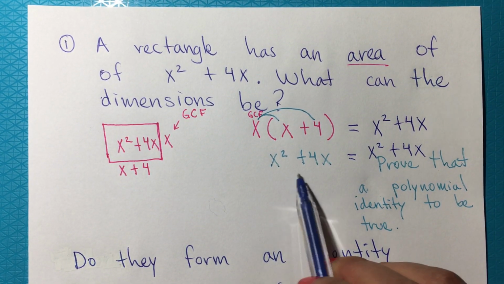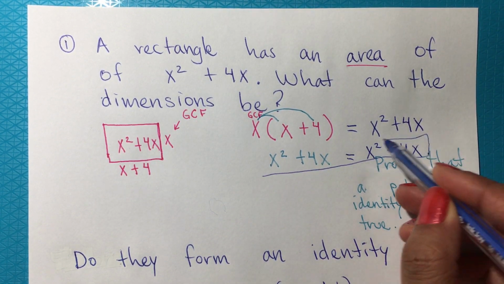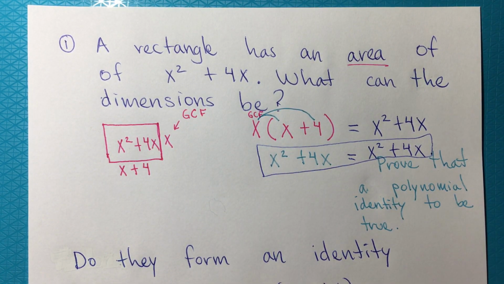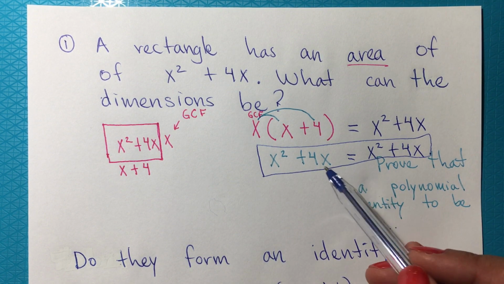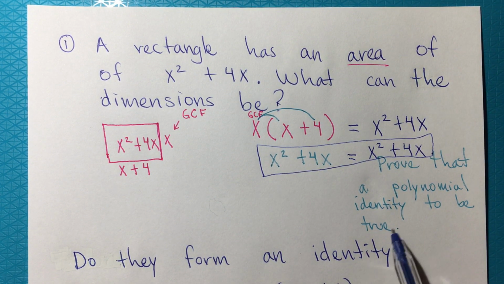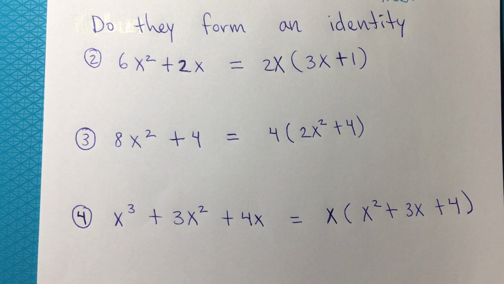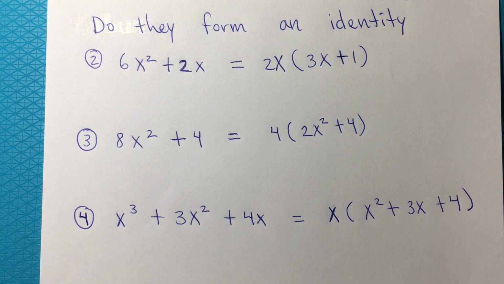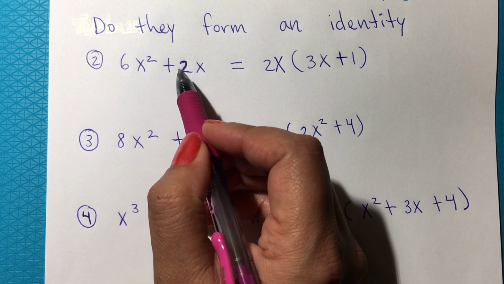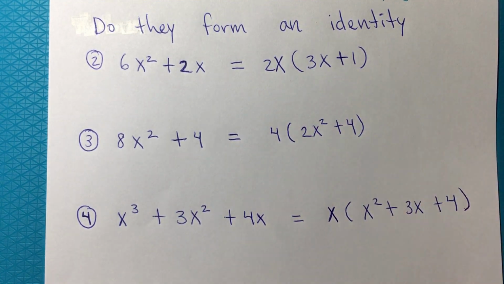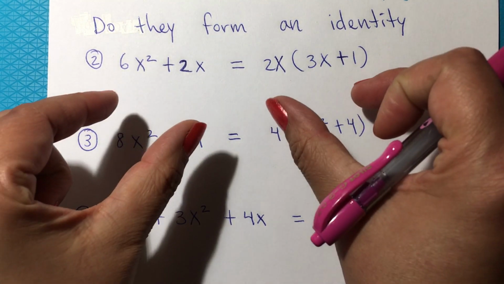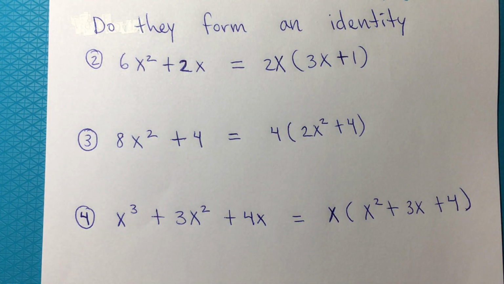That's a polynomial identity. And when is it true? When both parts or both sides of the equal sign are equal, then that means that it's true, a true identity. So now it says, do they form an identity? In here, they're giving us some more identities, and we need to see if they form a true identity. You can either find this with the greatest common factor, or you can do distributive property. Either way, you will want to show that both are equal. If they are equal, then they form a true identity. If not, then they do not form a true identity.